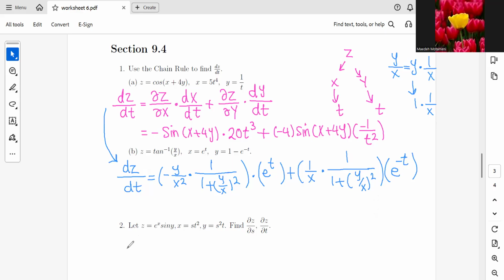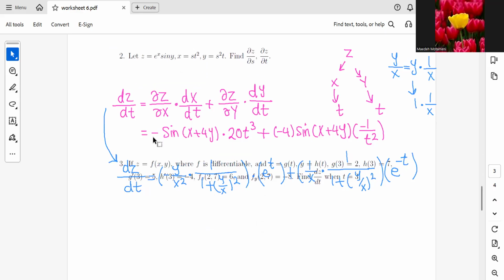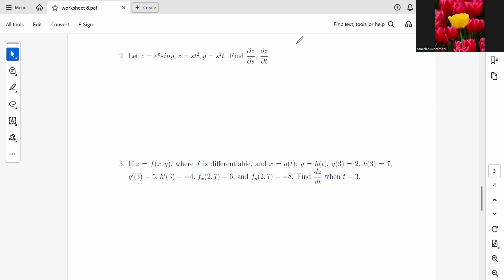Question number 2. Z here is again a function of x and y. X is a function of s and t. Also, y is a function of s and t.